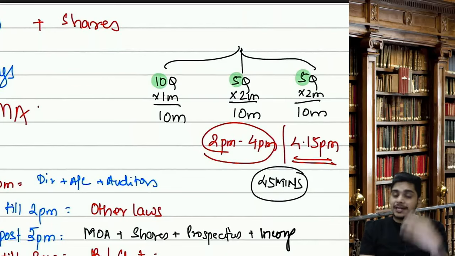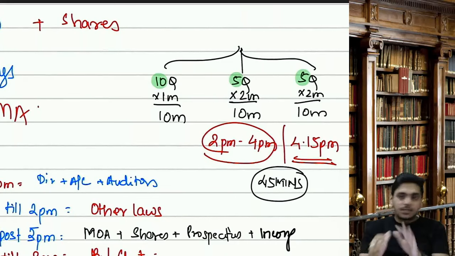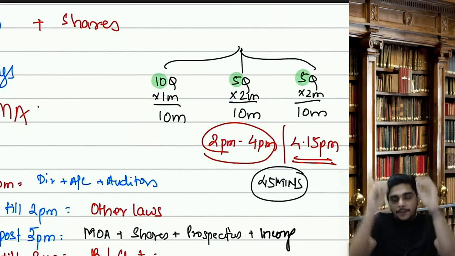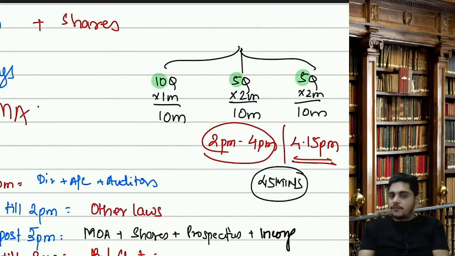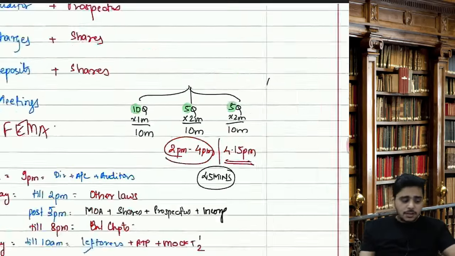Don't leave the paper. Write all the questions. Even if you do not know, write anything, the teacher will give you 0. There is no negative marking. But complete the paper. Do not leave the exam hall before 5 o'clock. Understood? So follow this pattern.